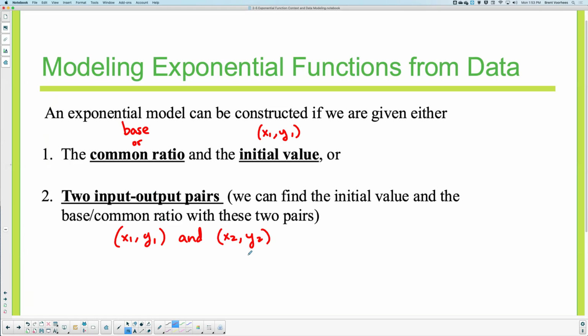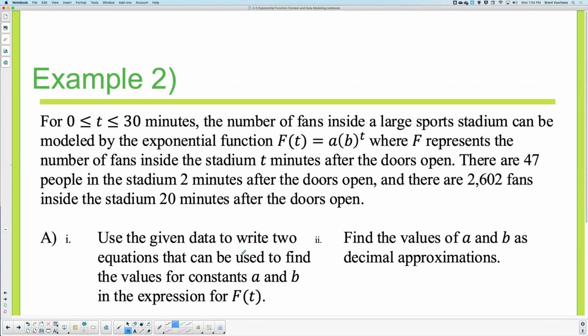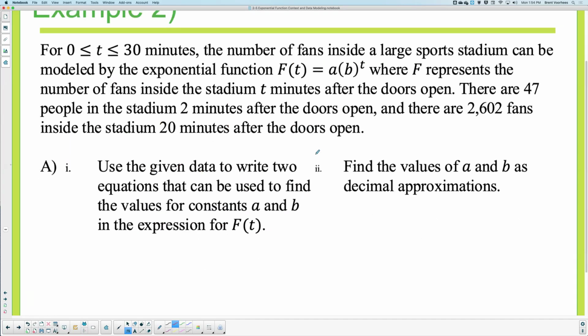Now, with that knowledge, we're now going to move into looking at how this could be used for a free response question, specifically free response question number 2. Free response question number 2 on both the midterm and the final exam that we just took for the first grading period, I gave you a word problem that was something similar to this. It says this: for 0 to 30 minutes, the number of fans inside a large sports stadium can be modeled by this exponential function, where F represents the number of fans inside the stadium T minutes after the doors open. There are 47 people, and cross that out, put fans there. I should have put fans. That's a typo on my part.